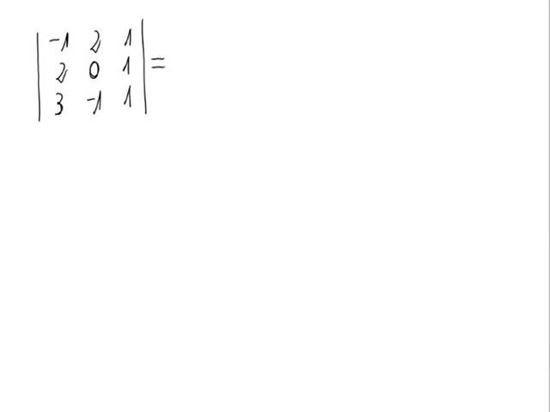Let's calculate the determinant we see on the screen. We can see we have a determinant of a 3 times 3 matrix, and we could use Sarrus' rule to calculate the value of this determinant, but we're going to use another method. The steps to follow are the following ones.